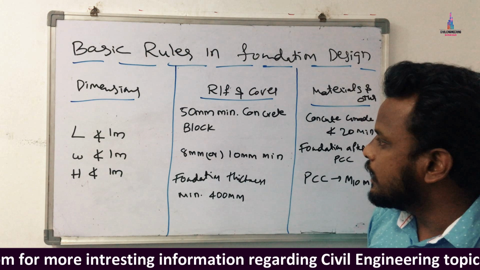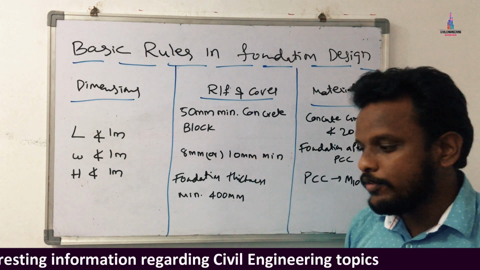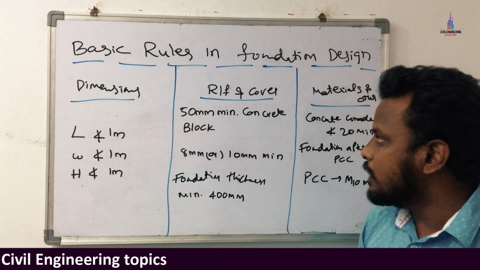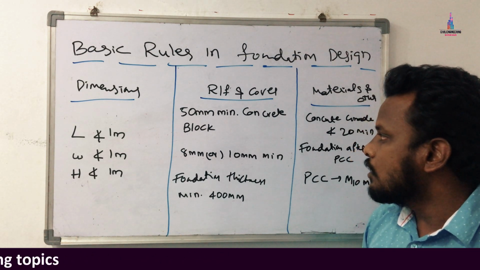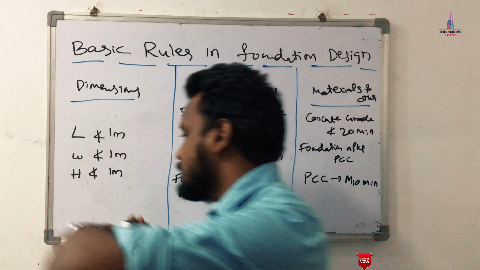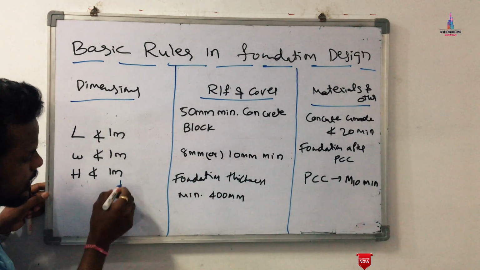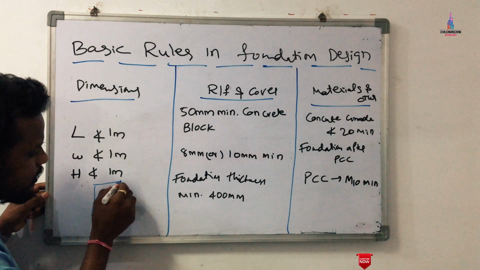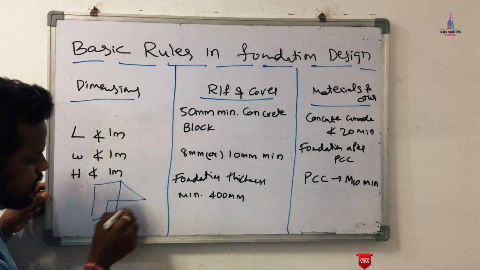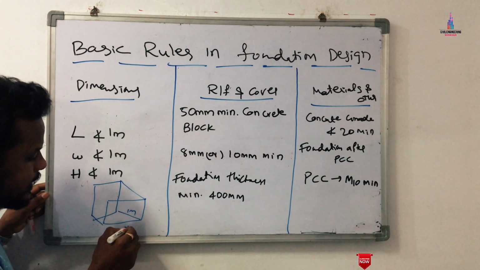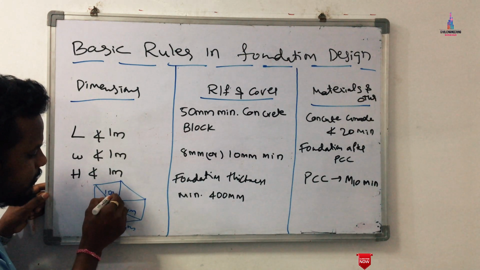There are 3 points under the reinforcement as well as the cover values. The first one is that we need to use a minimum 50 mm cover for the concrete block. Let us consider, I am drawing a 3D diagram of the foundation. This is a 3D view of the foundation block, approximately 1 meter in length, width and height.